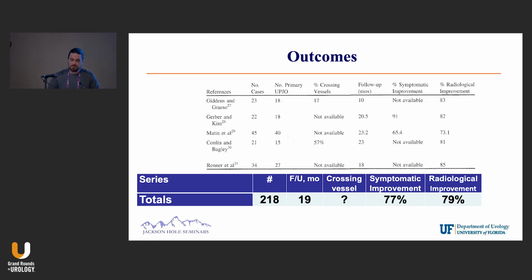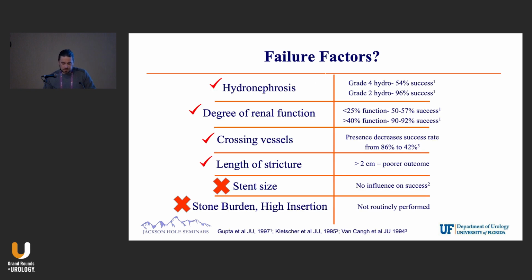So this is their outcome table. In general, it's about 200 patients, a year and a half of follow-up. 3 did not report whether there were crossing vessels, and we can talk a little bit more about that in a second. But in general, it's about a 20% lower success rate compared to a classic pyeloplasty, whether you're talking symptoms or radiologic success. And then factors that may predispose to failure, all the things that you were taught in residency. Those same factors were looked at in this paper.